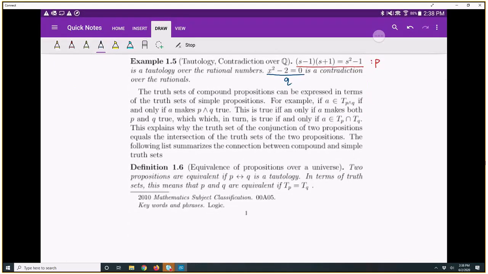Truth sets of compound propositions can be expressed in terms of the truth sets of the simple propositions that make them up. For example, if A is an element in the truth set of P and Q, then A makes P and Q true. So this is true if and only if A makes P true and A makes Q true, which in turn is true if and only if A belongs to the truth set of P and A belongs to the truth set of Q, which is true if and only if A belongs to the intersection of the truth sets of P and Q.